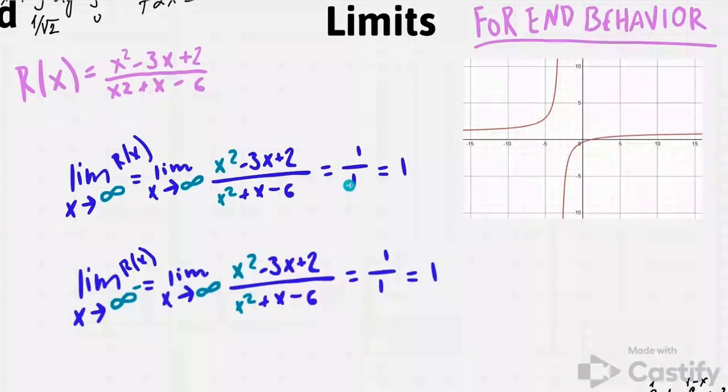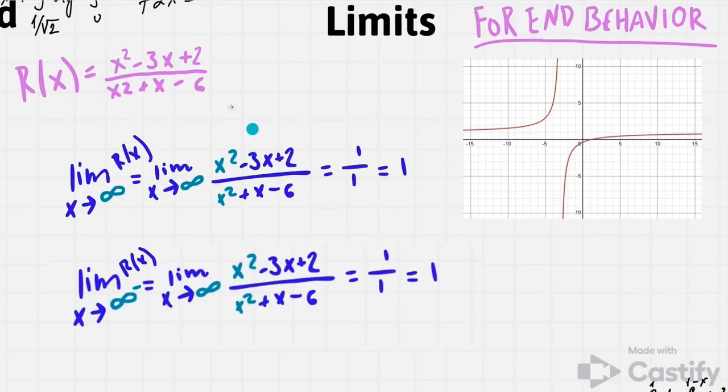For the end behavior, looking at the leading degrees, which are equal to each other, this means we look at the leading coefficients, which are both 1. So that means that the function's graph approaches y is equal to 1, infinitely to the right and infinitely to the left.